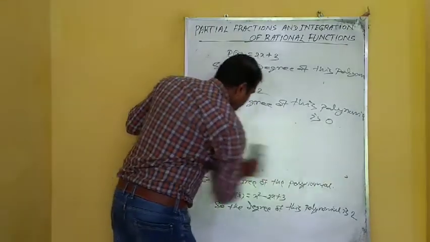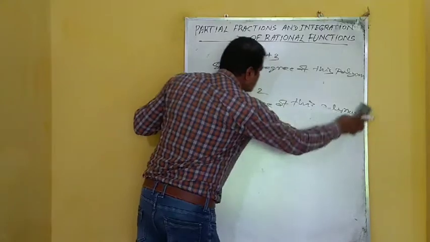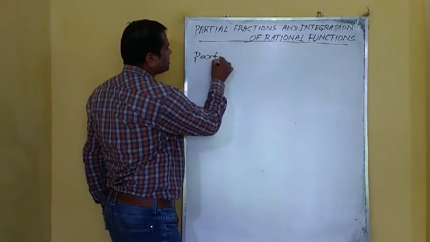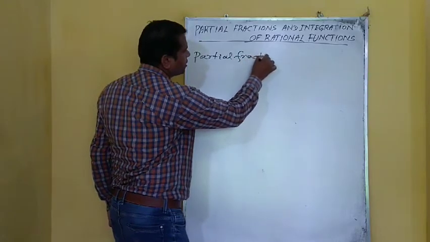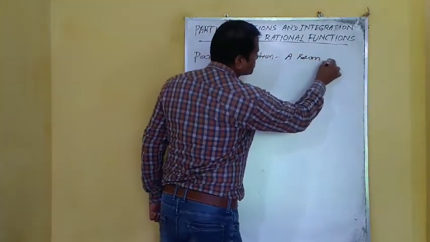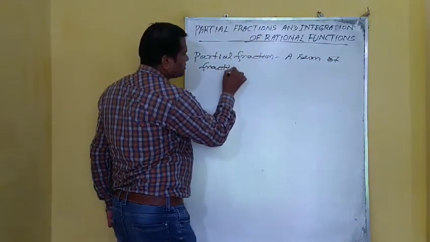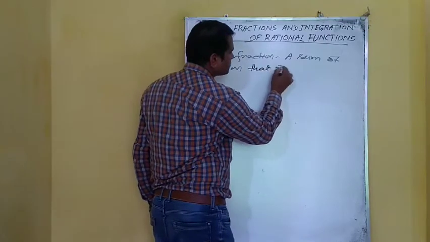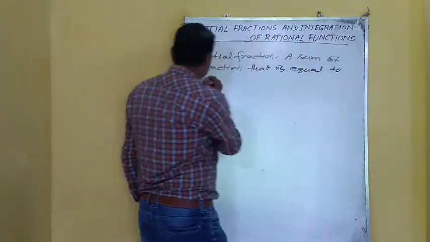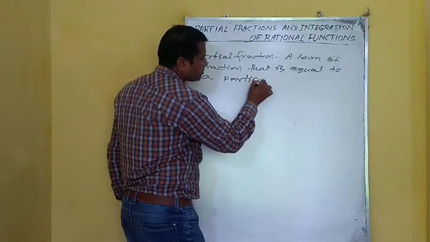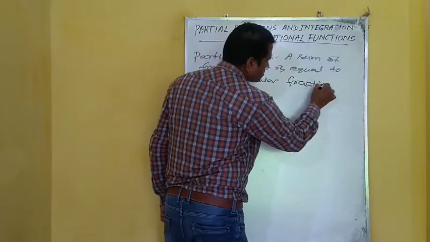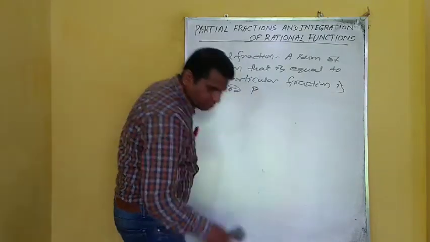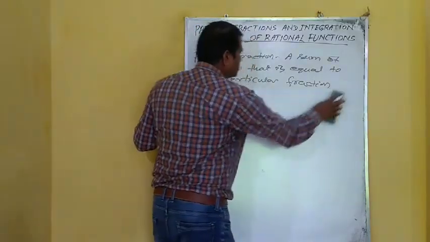Now we know about partial fraction. A sum of fractions that is equal to a particular fraction is called a partial fraction.